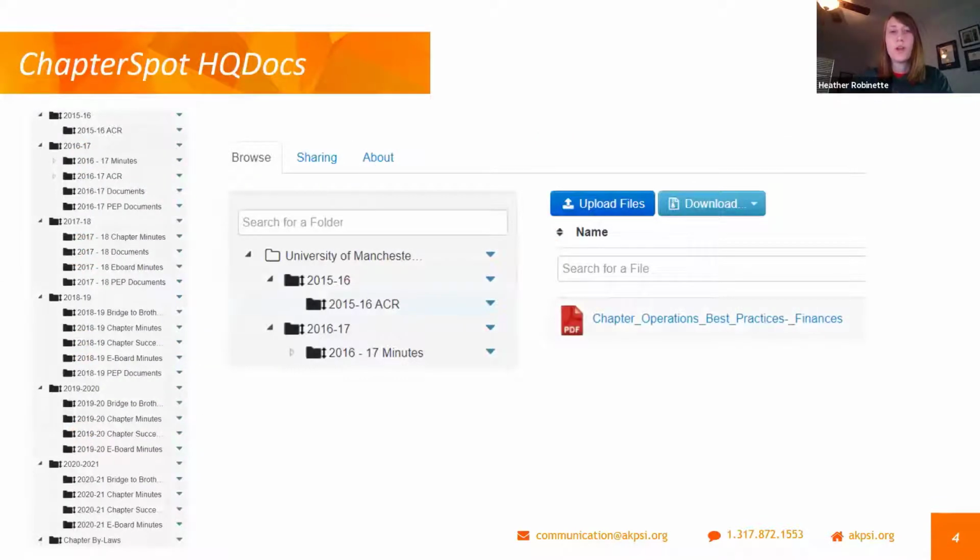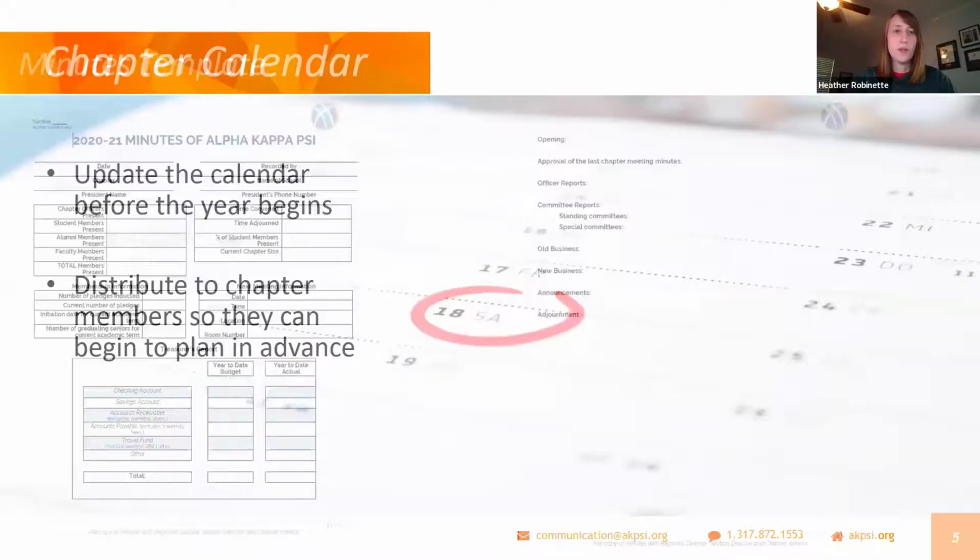This here is a screenshot from ChapterSpot in HQDocs. So this is where not only can you find that template, but you're also able to upload your minutes for your chapter meetings and your exec board meetings. If you see on the left side where it has the year, you'll go with the corresponding year, and then you'll also have the chapter minutes and executive board minutes. And then you're able to essentially use this as a document repository to keep those. So, yeah, we talked about the minutes template.